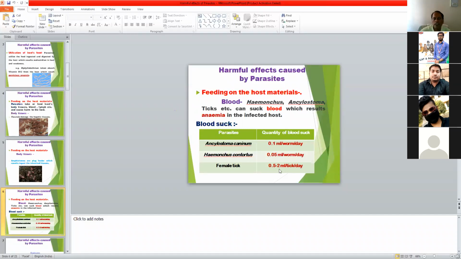So all these parasites cause anemia in the infected host, and loss of blood ultimately affects the health status of the host, which causes decrease in milk production capability, reproduction capability of the host, as well as decreased body weight of the host. So some parasites also suck the blood from the infected host.